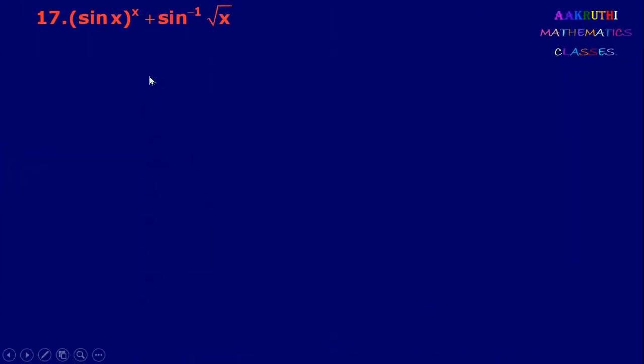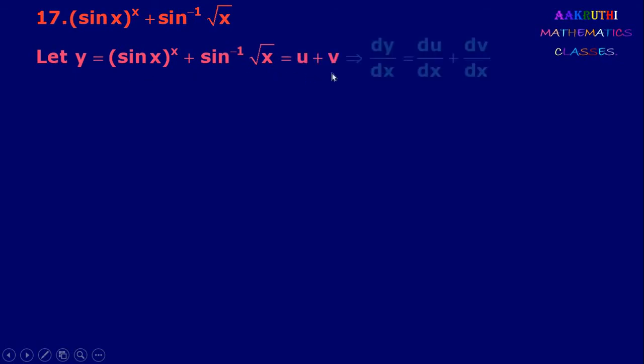So next one, sin x to the power x plus sin inverse root x. You take it as y equal to sin x to the power x plus sin inverse root x. Now here also in between we have plus, so don't apply log on both sides. You take separately it as u and v. Therefore y equal to u plus v. When we differentiate, we get dy by dx equal to du by dx plus dv by dx. Now here also find du by dx and dv by dx separately.